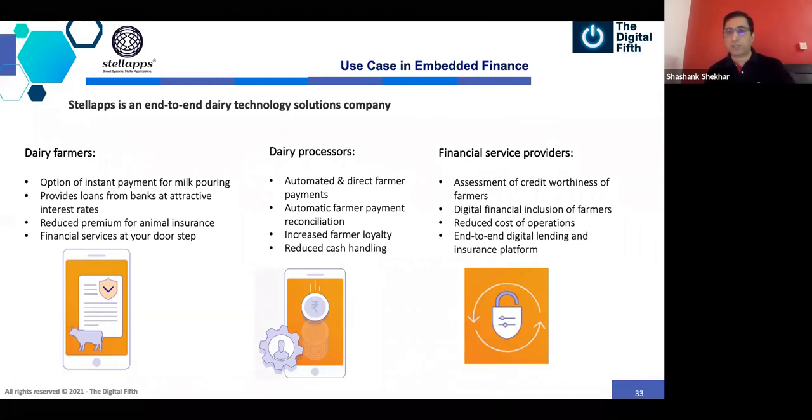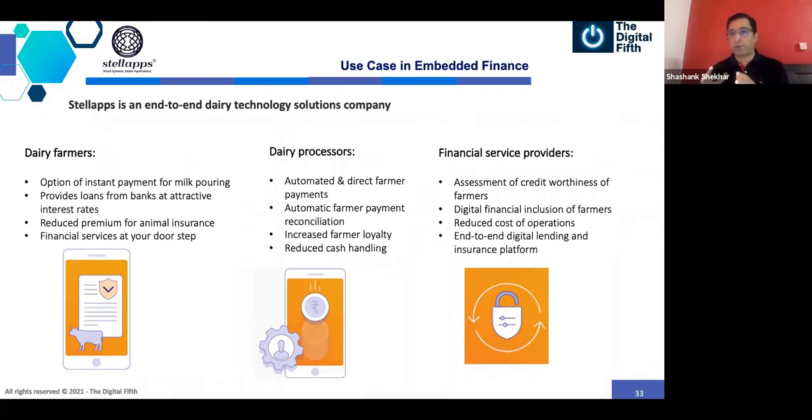They have a chain of collection centers where their devices are there, and all these collection centers are tied up with the dairies. The farmer comes, pours the milk, gets to know how much milk he has given on that particular day and what money he has received, because the daily rate card has already been worked out. Now, using this platform, Stellapps has a much better, deeper insight into how much money a farmer is making by pouring milk on a daily basis over a period of one or two years. That's a complete insight that Stellapps has got.